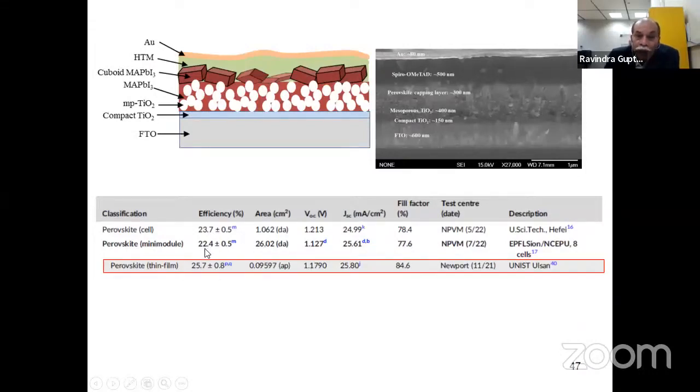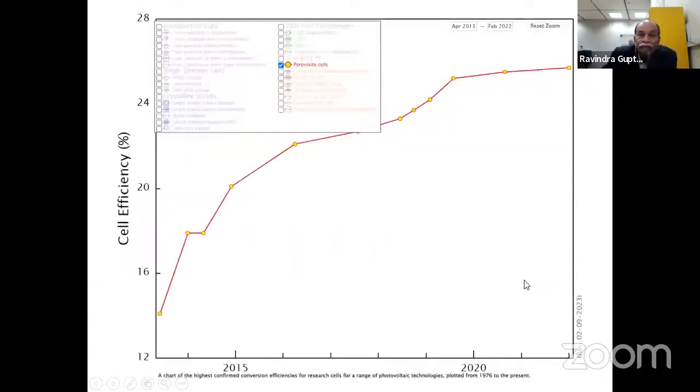high. But the problem for the perovskite based solar cell is the stability. People are still facing problems in stabilizing the efficiency. This is the basic problem. And till now, 25.7 has been reported for a very small solar cell from UNIST, Ulsan, Korea. And next, this is the trend you can see.